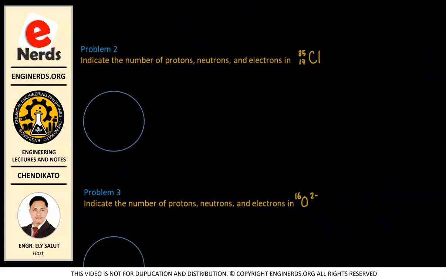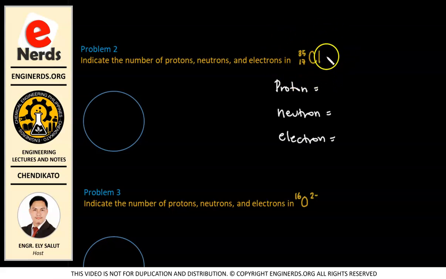In problem number 2, we have to indicate the number of protons, neutrons, and electrons in chlorine having superscript 35 and subscript 17. So how are we going to identify the number of protons and neutrons here? Let me write that here. We need to get the number of protons, the number of neutrons, and the number of electrons. Okay, so let us have a look at our given here.